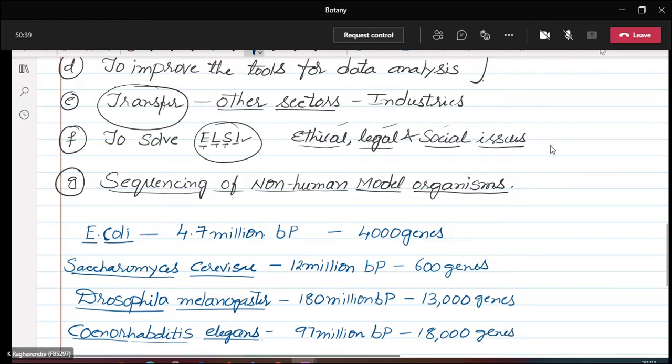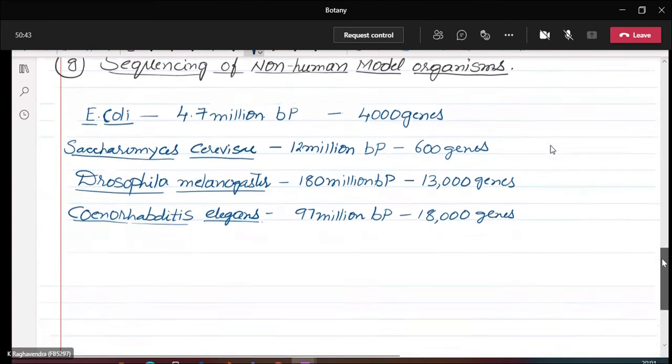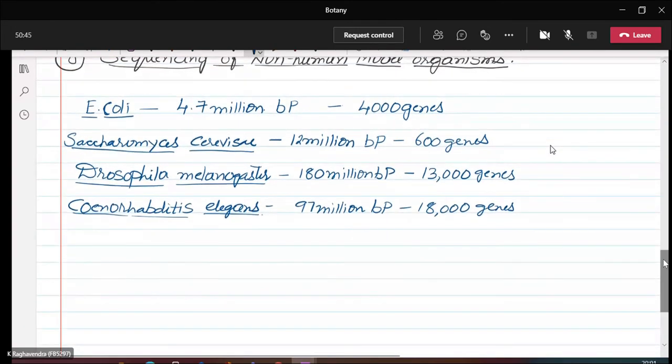And there are some other non-human model organisms. This is a little extra information out of the NCERT, which is approximately what you have to remember: for Drosophila melanogaster, 180 million base pairs and 13,000 genes. And there are two more, like Oryza sativa, 430 million base pairs, where they found out 32,000 to 50,000 genes. Then Arabidopsis, 130 million base pairs with 2,500 genes.